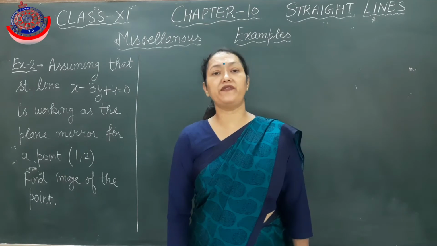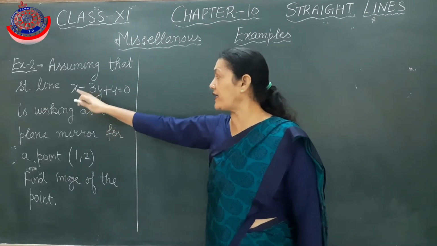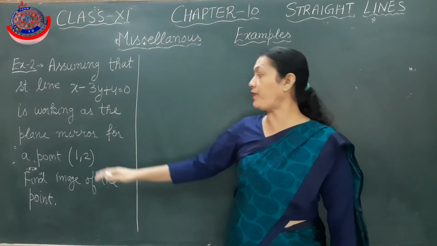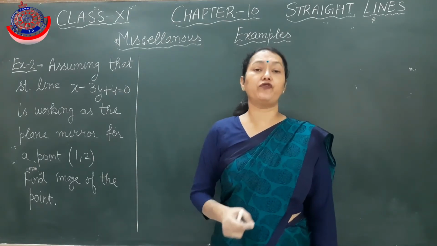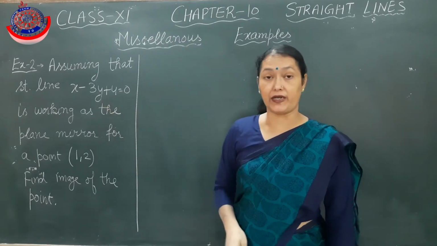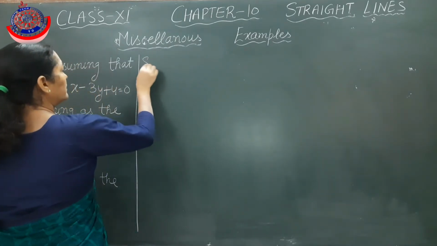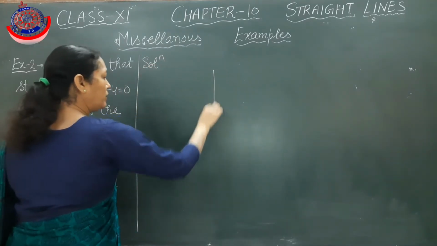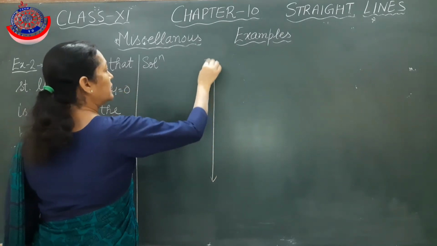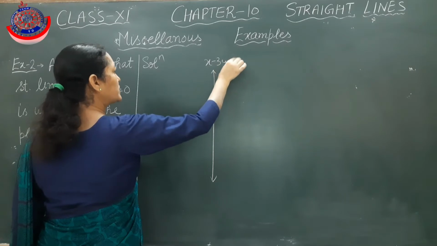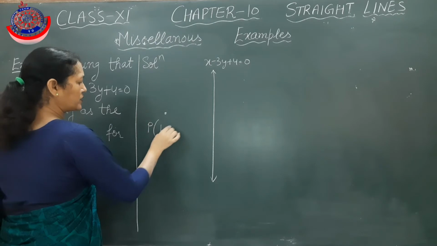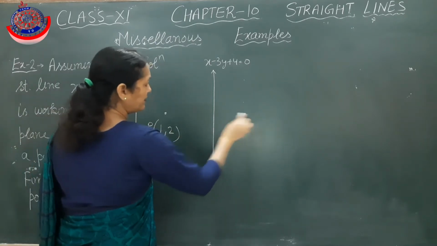Now in the next example, they have given that the straight line x minus 3y plus 4 is working as a plane mirror for a point P(1, 2), and we have to find the image of this point through this plane mirror, that is, through this straight line. So if we draw this line x minus 3y plus 4 is equal to 0, and suppose this is the position of the point P, (1, 2), we have to find the mirror image.